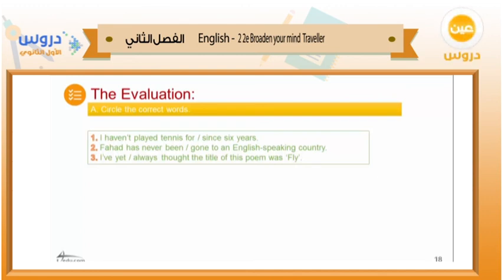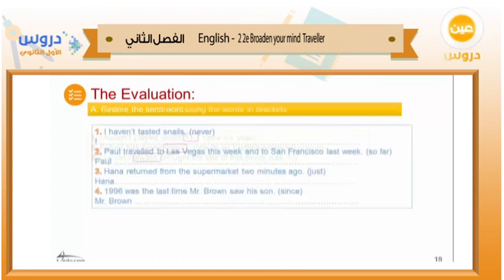Okay, let's check your answers. Number 1. I haven't played tennis for 6 years. Number 2, Fahad has never been to an English-speaking country. 3, I have always thought the title of this poem was Fly.